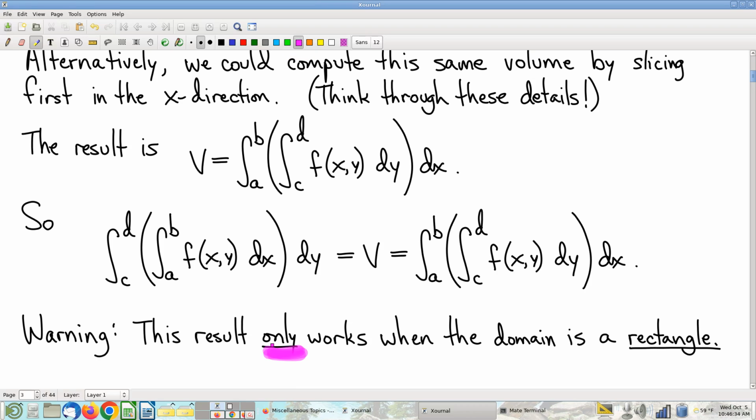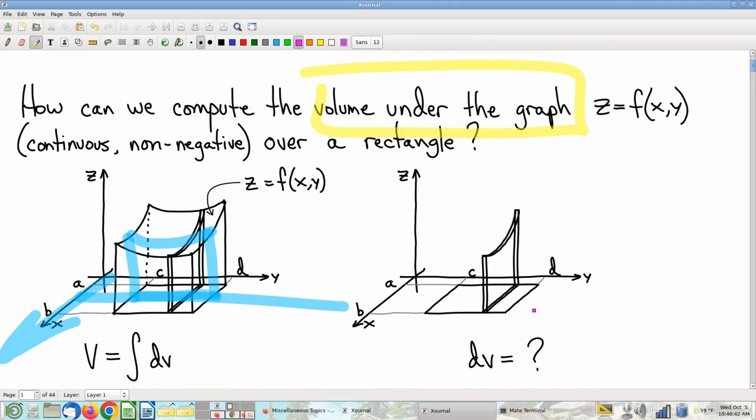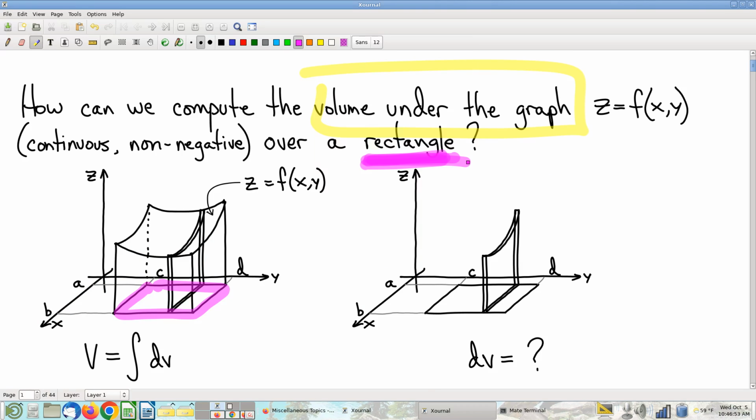This is a peculiarity of the fact that our domain is a rectangle. Let me go back to the picture here. This is a peculiarity of the fact that I'm trying to find the volume sitting over a rectangle. And if this shape is anything other than a rectangle, we don't yet know how to do that, right? But we will soon. And when we get to that point, you get to forget about all this. This business right here does not work.